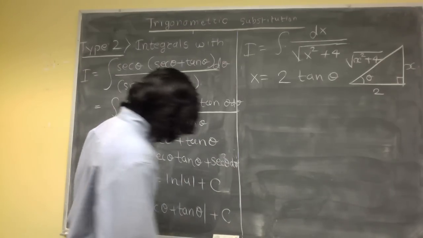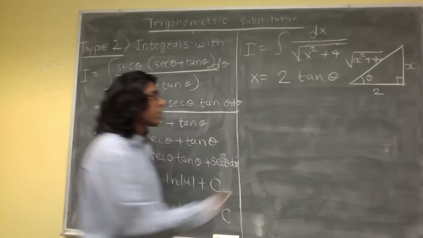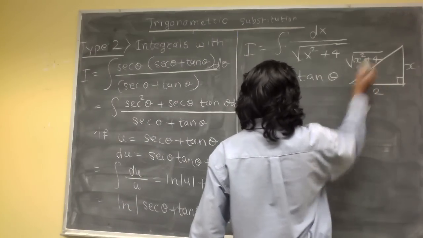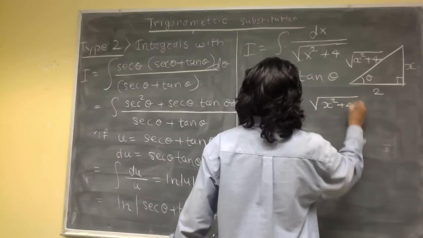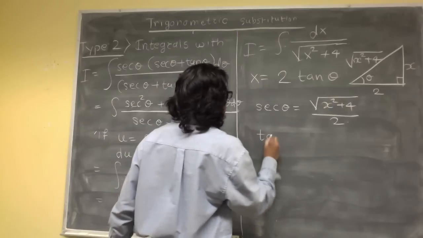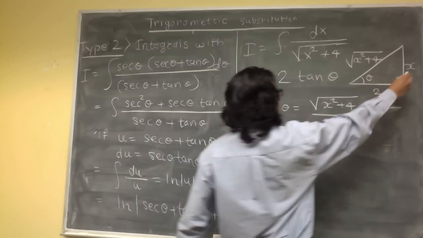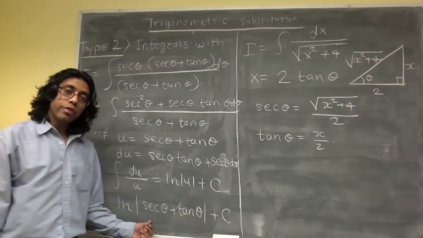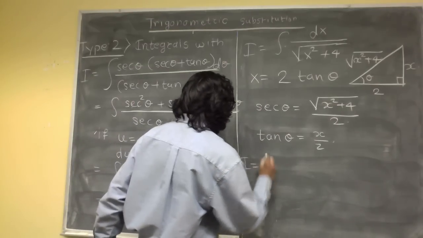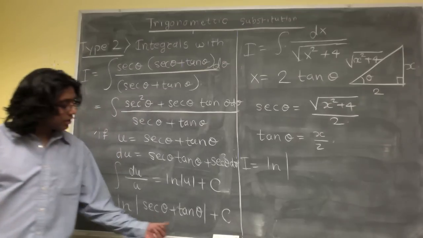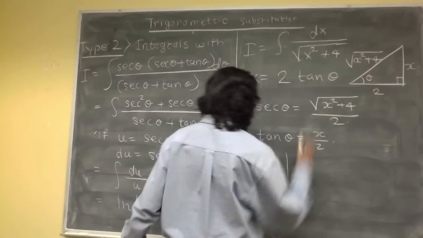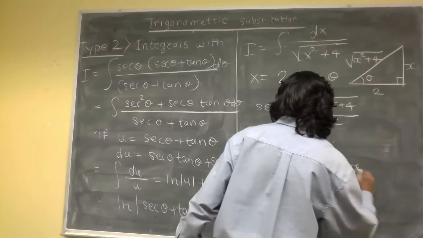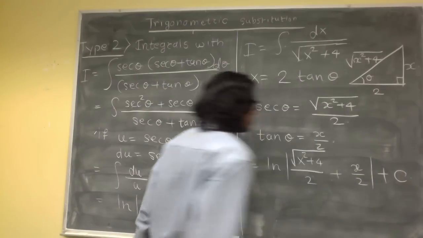So what do we need? We need secant theta and tan theta. In this case, secant theta is 1 over cos, so it is square root of x squared plus 4 divided by 2, and tan of theta is x over 2. So the answer in terms of x is the integral I is equal to the natural log of absolute value of secant theta plus tan theta, which is square root of x squared plus 4 over 2 plus x over 2, plus the constant of integration.